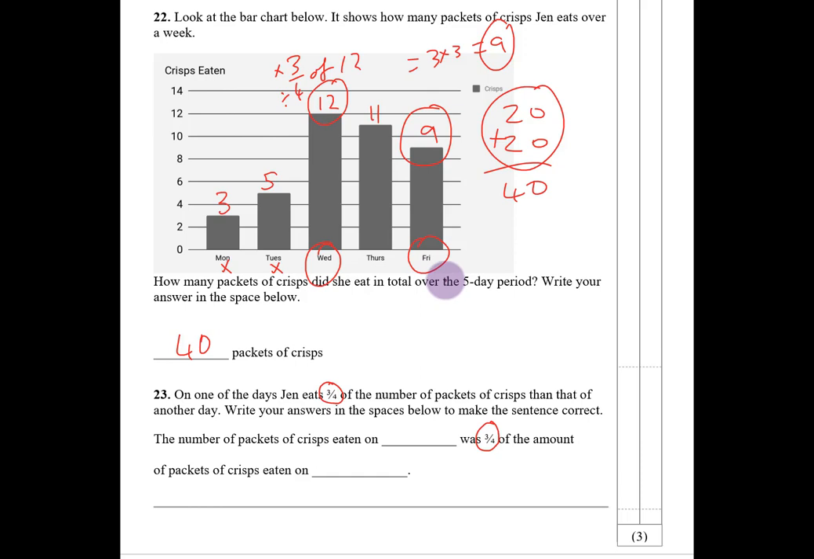And then we need to make sure that we put the correct day in the correct place in the statement. So it says the number of packets of crisps eaten on, and this would have to be Friday. Okay, so the number of packets of crisps on Friday, which is 9, was 3/4 of the amount of the packets of crisps eaten on Wednesday. Okay, so that's basically how you would do that. Find 3/4 of all the numbers, see which one it matches up with, and then make sure it goes in the correct day. It normally is the smaller number that goes first in this instance.